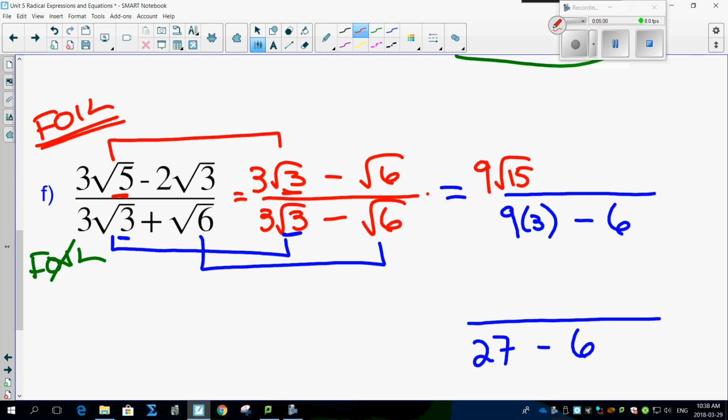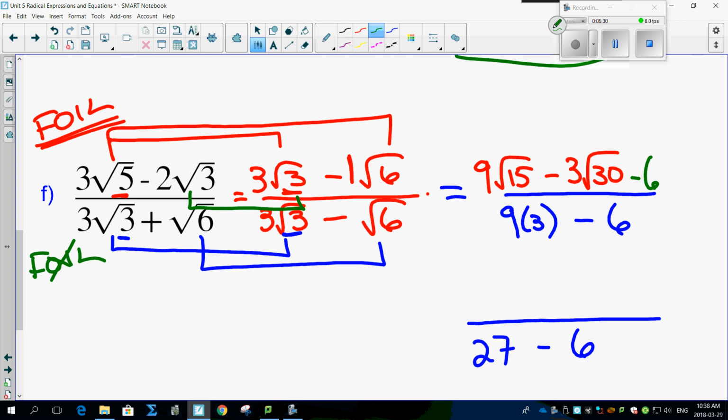Okay, interesting. This then becomes the outer, 3 root 5 times negative root 6. Well, let's just make that a negative right off the bat. So this is like having a 1 up front. So 3 times 1 is just 3. Root 5 times root 6 is just plain old root 30. Great. Okay, we're good. Now, let's do the inner, which is 2 root 3 times 3 root 3. So that's, again, minus 6. Root 3 times root 3 is just plain old 3.